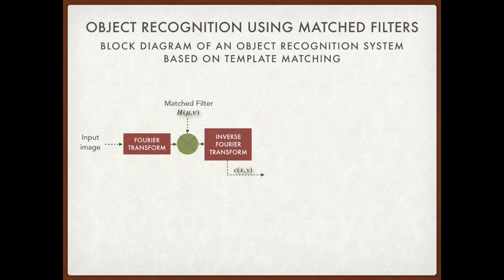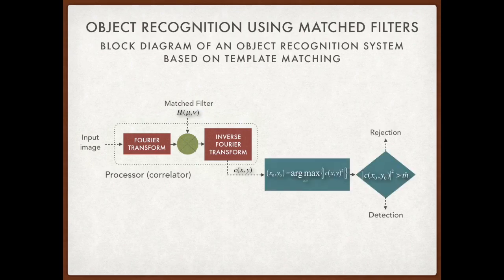So the block diagram of an object recognition system based on template matching is as follows. First, an input image. An input image is transformed to the frequency domain by means of the Fourier transform. The resultant spectrum is multiplied by a matched filter, and the filtered spectrum is transformed to the space domain using the inverse Fourier transform. This part of the system is the processor or the correlator, and then the output correlation function of this processor is analyzed in order to take decisions.